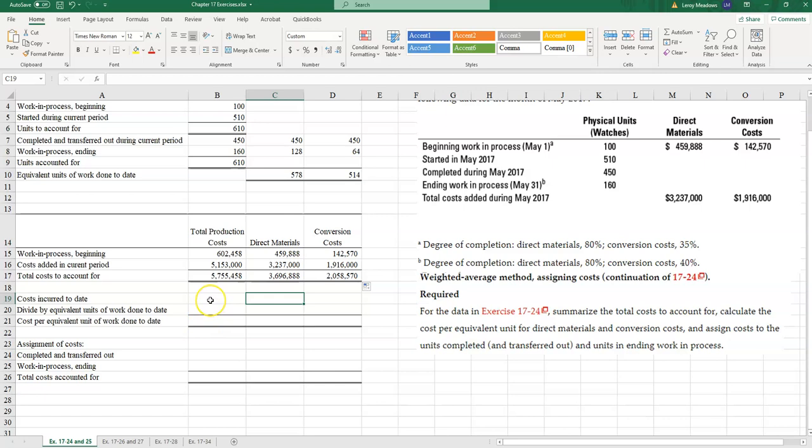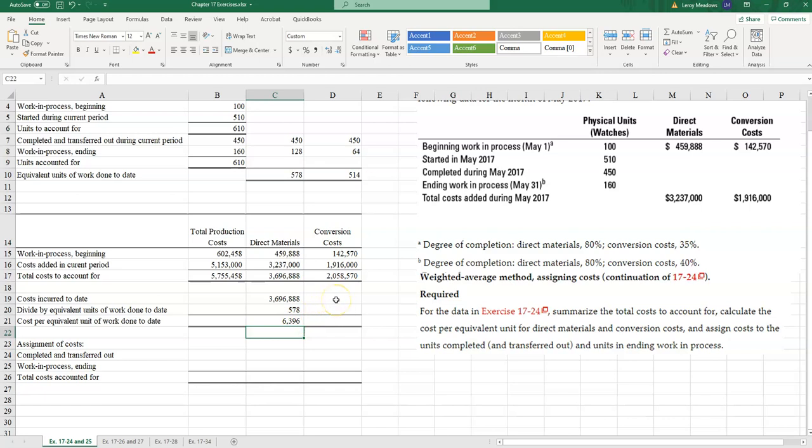So now, because we're doing the weighted average method, I'm going to take my total costs incurred to date of $3,696,888, and I'm going to divide that by the equivalent units of work done to date for direct materials up here. And when I do that, I will get a cost per equivalent unit of work done to date of $6,396.